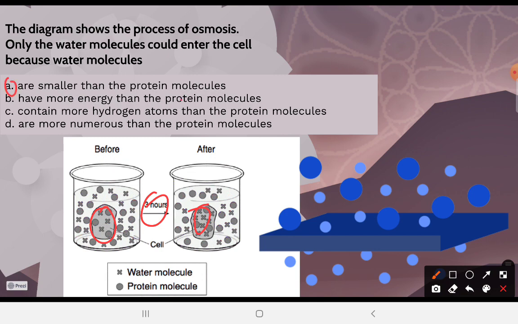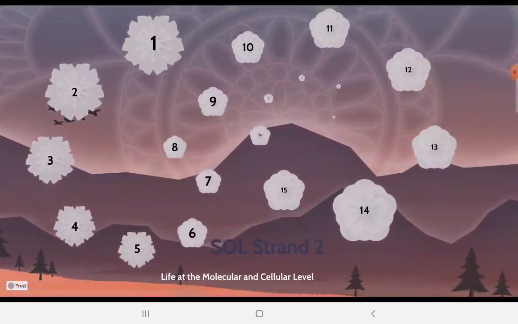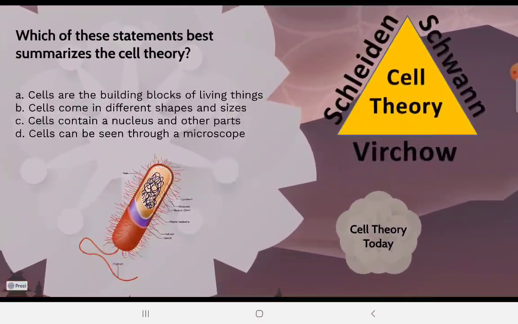Oh, here it is. Yes, the water is smaller, so it can just go through. So that's selectively permeable. Your cell membrane is selectively permeable.